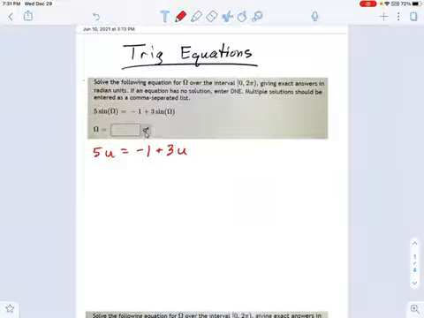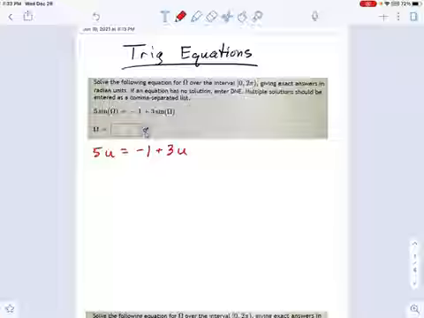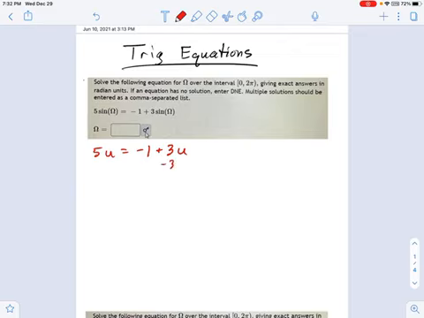If you have these two equations, one with the 5u and the other with the 5 sine, you might think the one below it is much easier to solve. They're really the same equation. And I could do it this way. I'm going to solve it and say minus 3u on each side, and this becomes 2u equals negative 1, and u equals negative 1 over 2. Okay? So that was pretty easy.